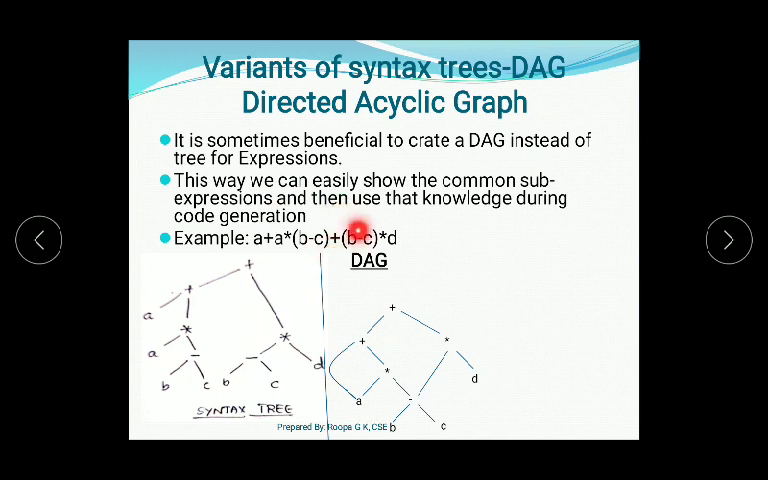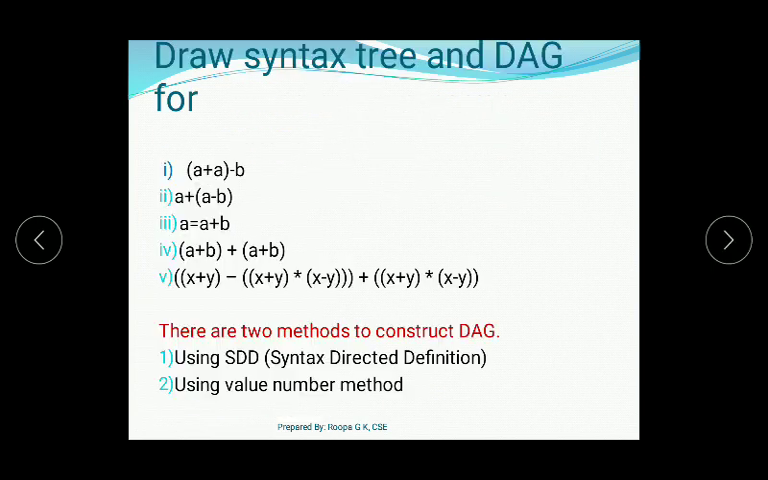Then the last plus, the addition part, is remaining. So write plus. This plus is one operand, so our line is like this, and this star is the other operand, like this. So this is about the construction of a DAG. I think you have understood how to construct a DAG. In the next slide, let us see some examples.